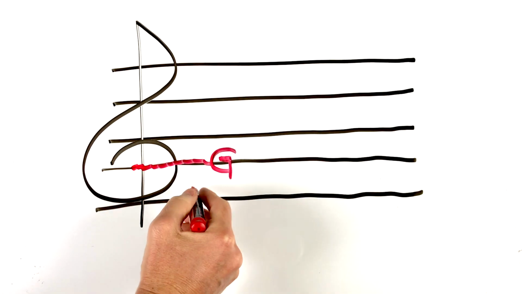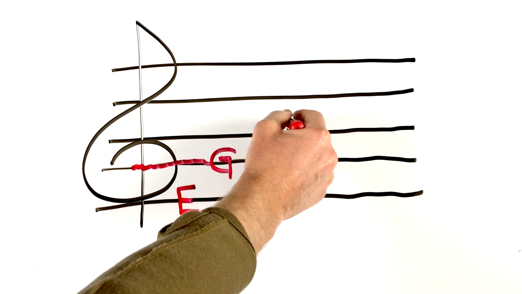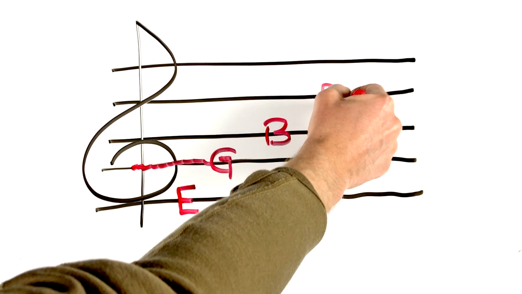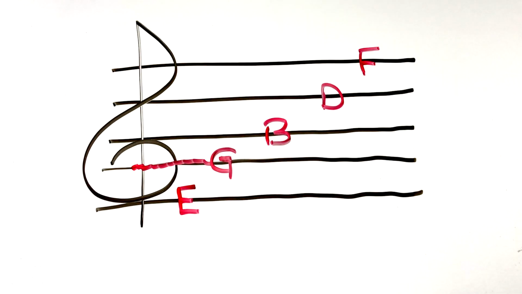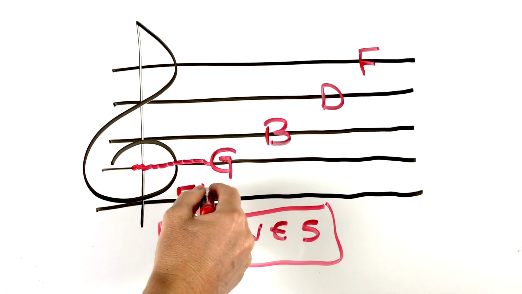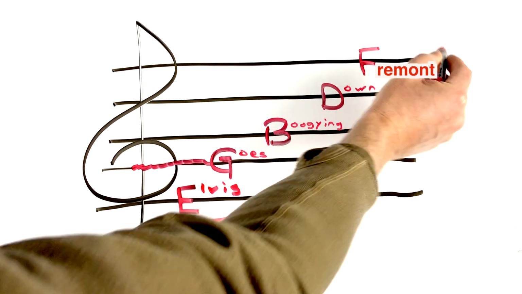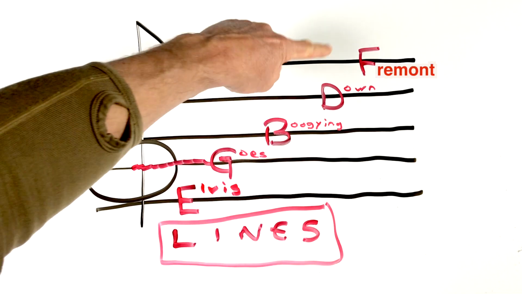And below it, we have the E line. And we have B and D, F. And those are the lines. Some people will say, hey, this is Elvis Goes Boogieing Down Fremont Street for us Vegas folks.